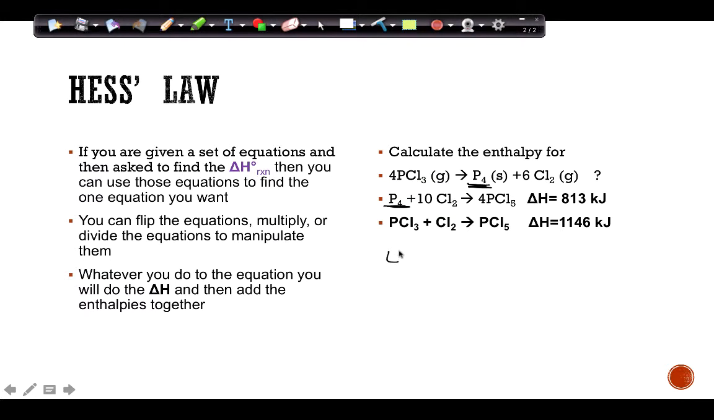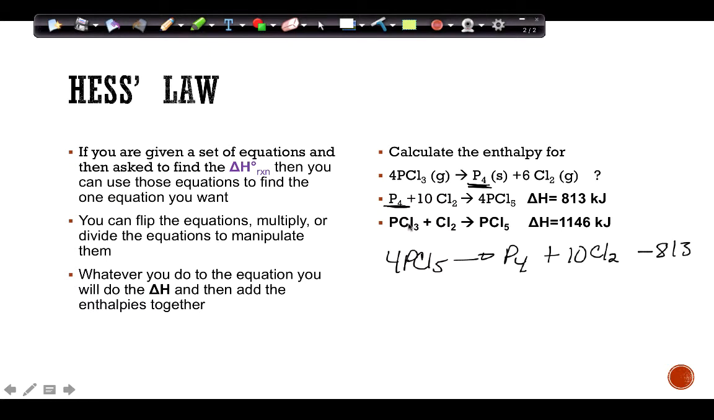So I should get 4PCl5 produces P4 plus 10Cl2. So that means I'm going to flip this. So this is no longer positive, it's negative. All right, so now let's look at the next one.